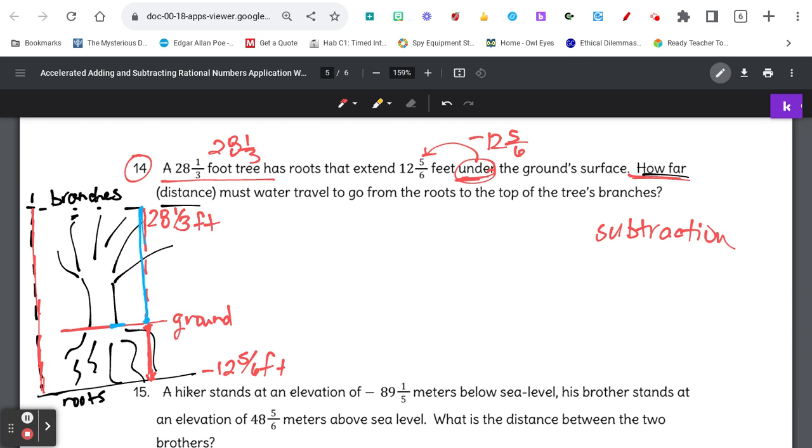Now, it doesn't have to be from left to right. It could be left to right, right to left. The order in which you subtract when you're dealing with distance does not matter because you're going to use absolute value. But I'm just going to subtract from left to right.